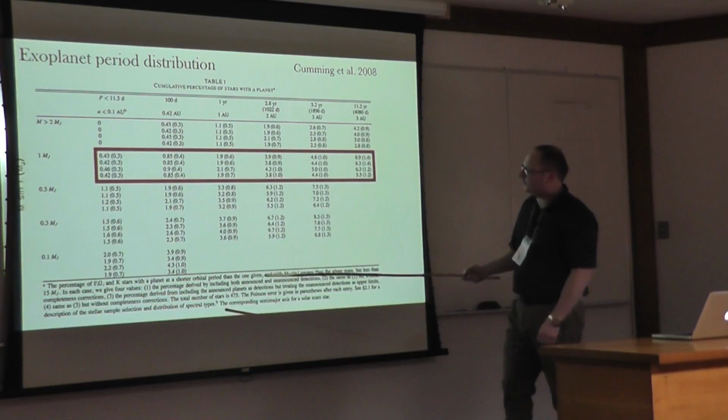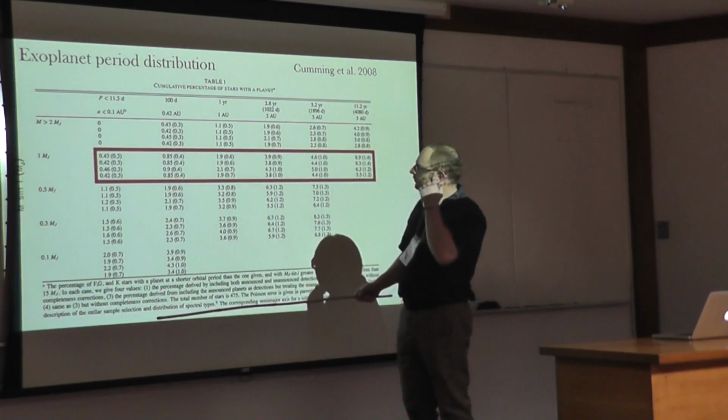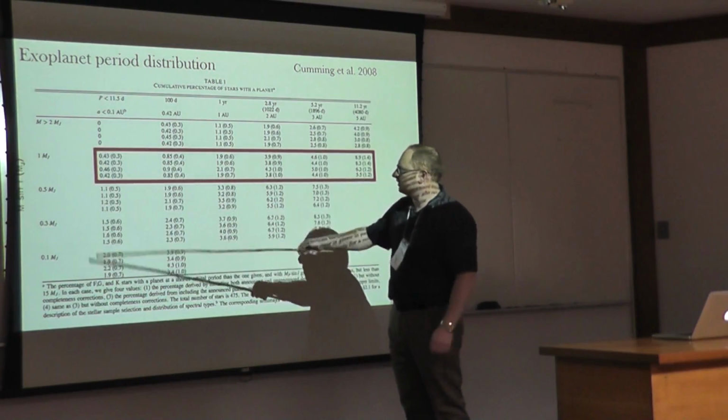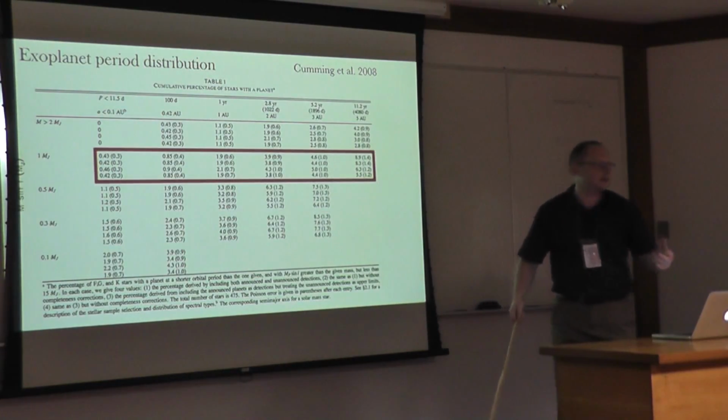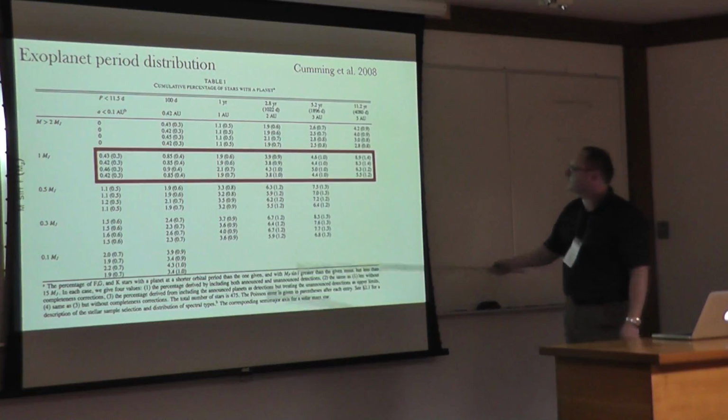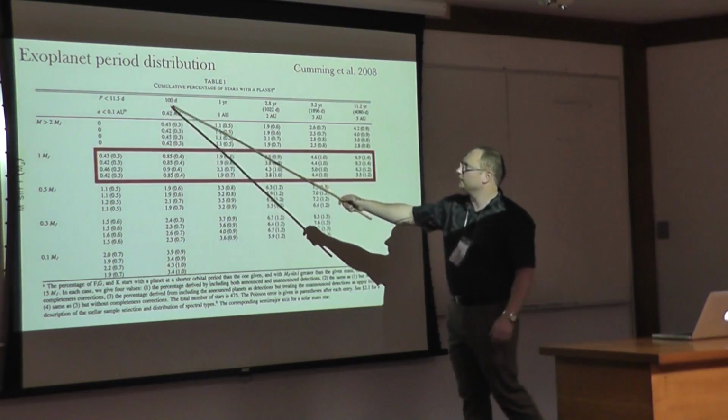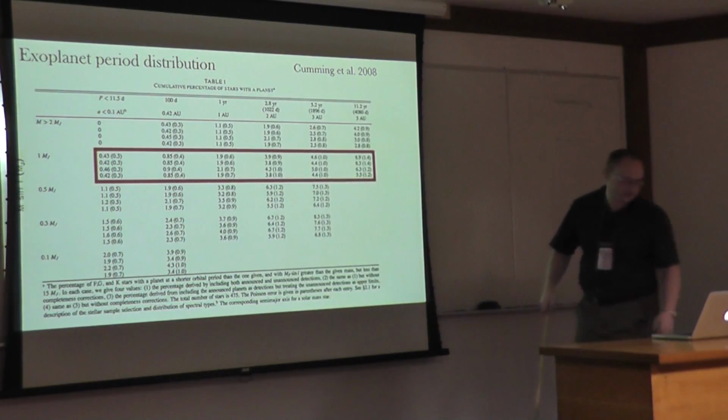And here's some of the numbers. I don't really need to go through much of this. You've got fractions of planets as a function of mass, but this is more for you to take away, if you want to take a look at some of the numbers as a function of period. It's an interesting table to look at.